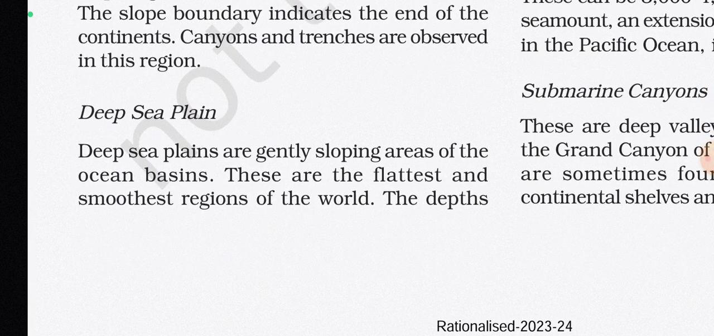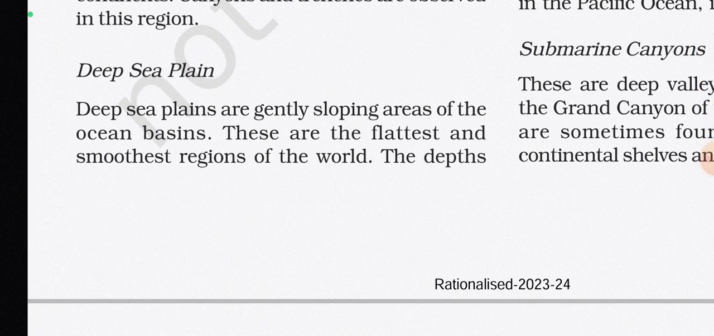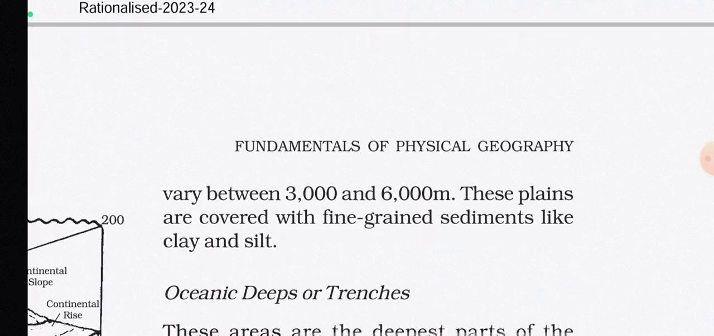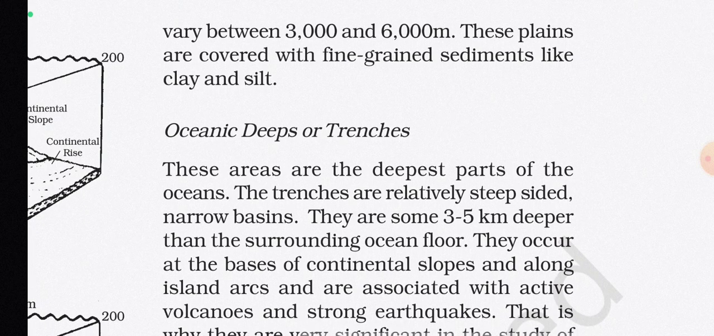Now deep sea plain. Deep sea plains are gently sloping areas of the ocean basins. These are the flattest and smoothest regions of the world. The depths vary between 3000 and 6000 meters. These plains are covered with fine-grained sediments like clay and silt.